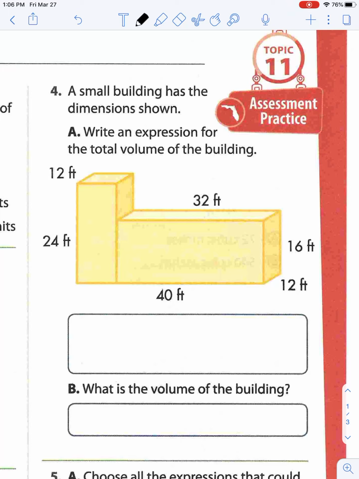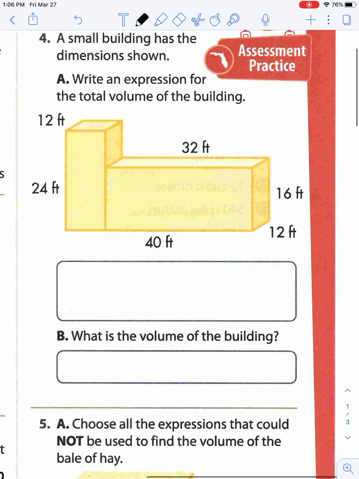Okay. Number 4. One of those combination structures. A small building has the dimensions shown. Write an expression for the total volume of the building. And then part B is what is the volume. So part A is write an expression. What are the numbers you're going to multiply for each rectangular prism?